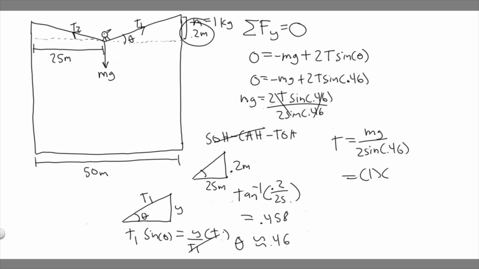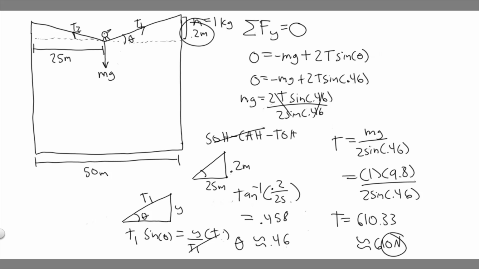Mass is just one of the bird. g is just going to be 9.8, acceleration due to gravity, divided by 2 times the sine of 0.46. So go ahead and do this. It's just going to be 9.8, and then divide that by 2 times the sine of 0.46. When you do this, you're going to get T equals 610.33, and so on. You can round however you want. So 610 I'm just going to do.